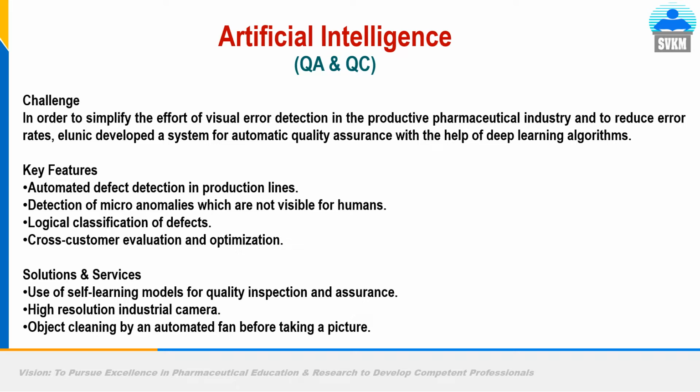Then the solutions and services by Illunic in terms of QA/QC: use of self-learning models for quality inspection and assurance. Already we know that deep learning and machine learning models learn on their own from earlier experience, results, and the huge amount of data which we feed to them. High resolution industrial cameras can take photographs of the tablets and other things during in-process quality control or during assembly line working, with object cleaning by an automated fan before taking a picture.